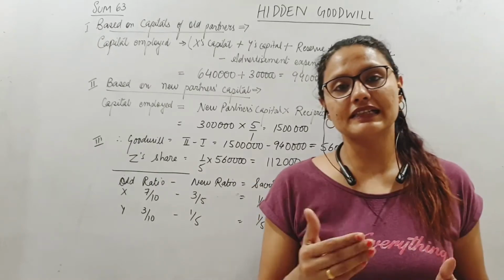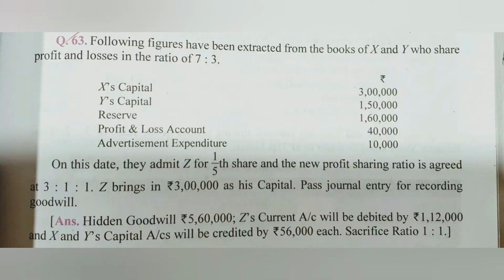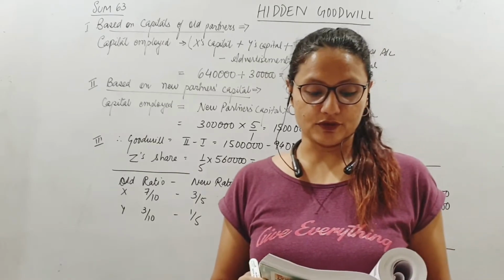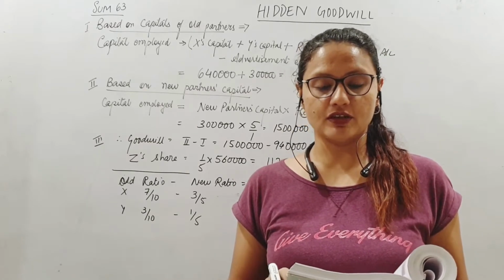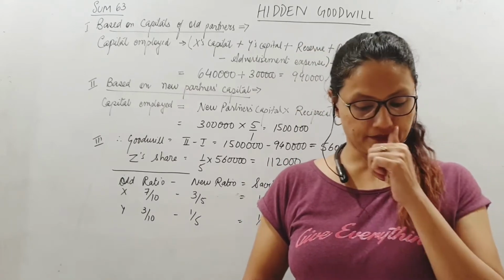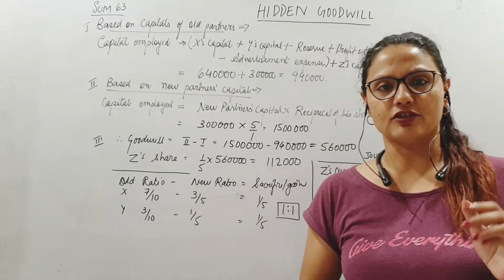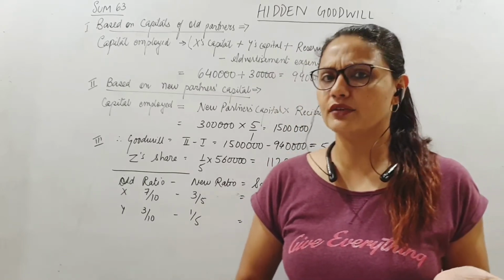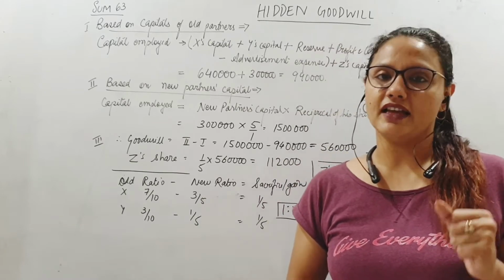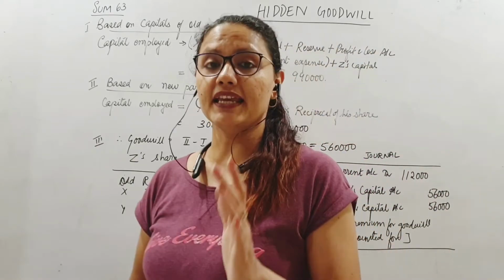This is sum number 63 of BK Goyal. What does the sum have to say? The following figures have been extracted from the books of X and Y, who share profits and losses in the ratio of 7:3. X's capital, Y's capital, reserve, profit and loss account, and advertisement expenditure. These are the relevant figures, apart from other figures from the balance sheet, to calculate capital employed. Meaning, what is the capital employed or net worth of the business based on these figures?